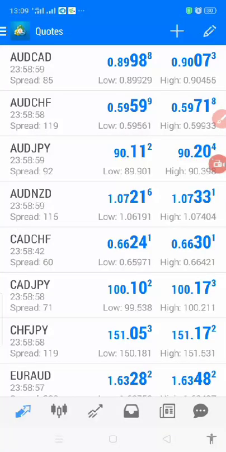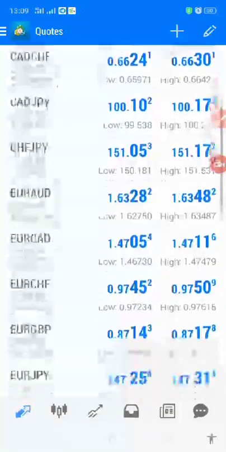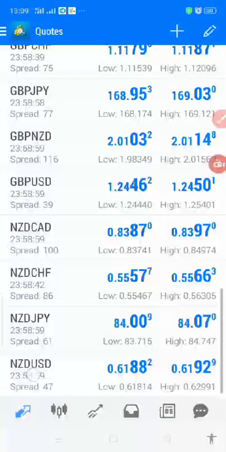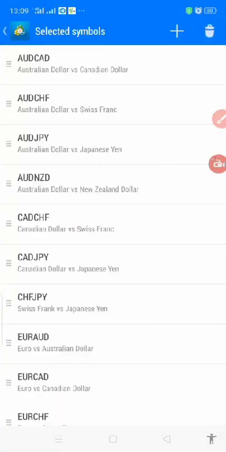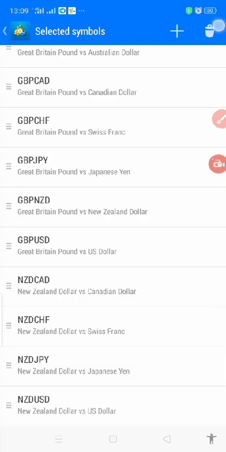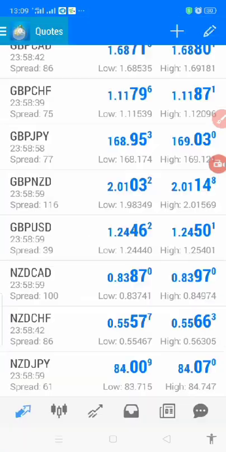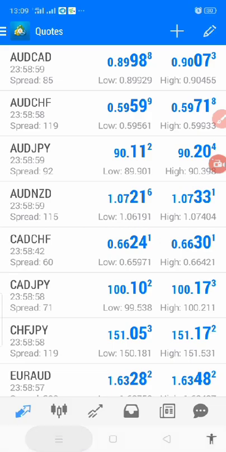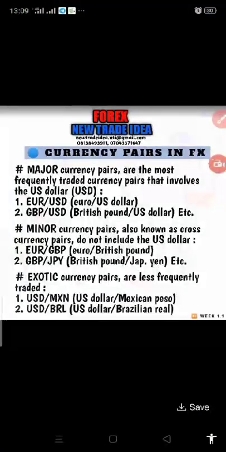So this list of pairs that you are seeing right now, they are all minor pairs, apart from this New Zealand dollars against USD, which I'll remove. Like the definition used here, minor currency pairs, also known as cross currency pairs, do not include USD. Please take note of that.